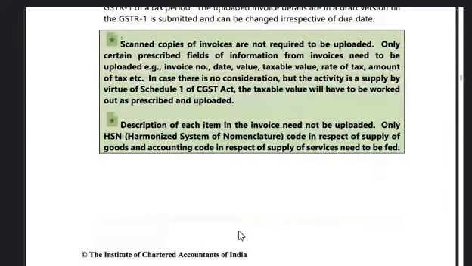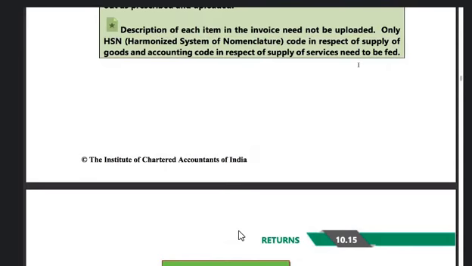One more thing, scanned copies of the invoice are not required to be uploaded. Only the specified fields like the invoice value, the taxable value, the GST value, and the rate of tax need to be uploaded in the GSTR1. Along with this, you also have to upload the HSN code. Whatever goods you are selling have an HSN code, and whatever services you are supplying have a SAC code. So for whatever goods and services you have supplied, the HSN code and SAC code should be provided in the GSTR1.